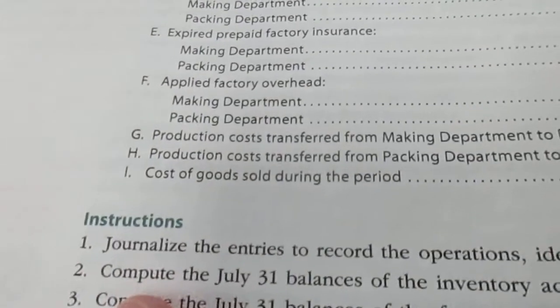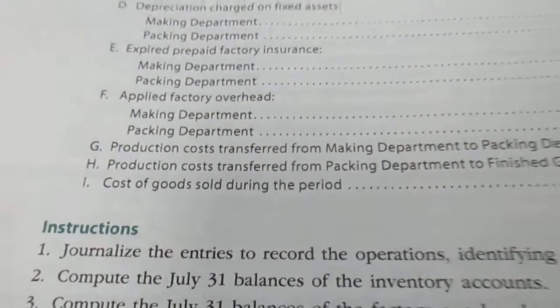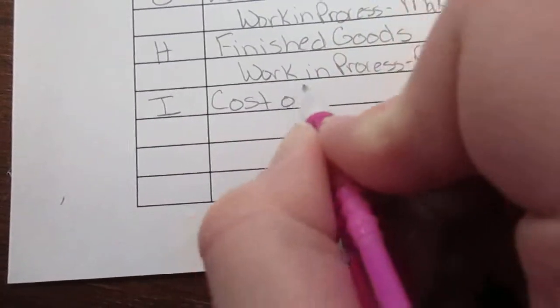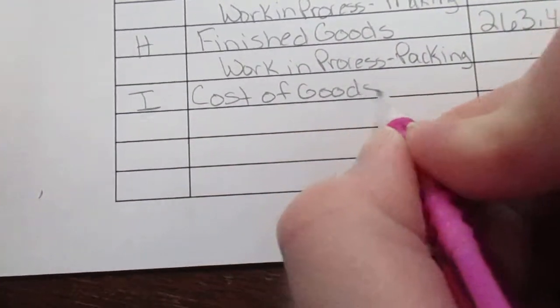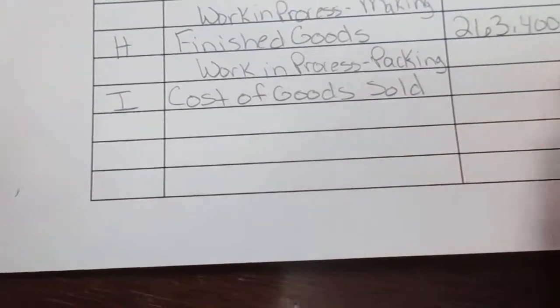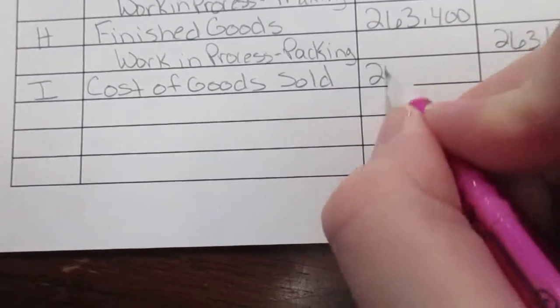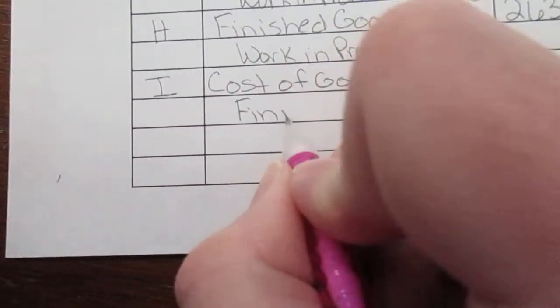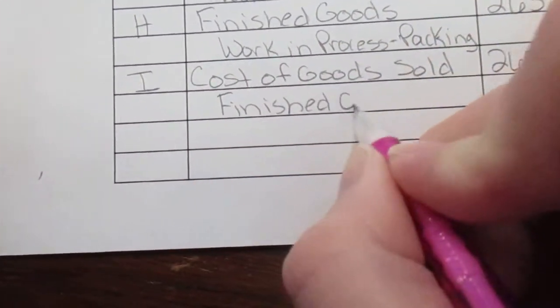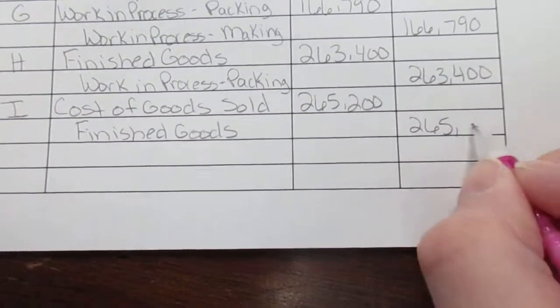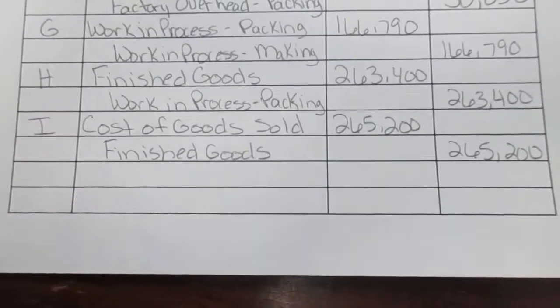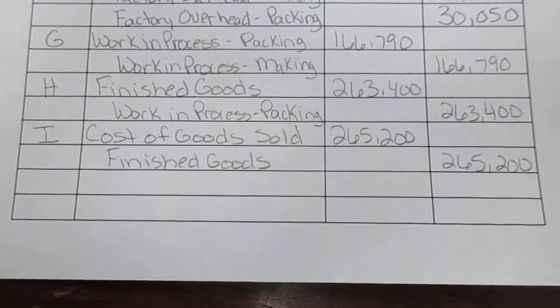And then our last one is cost of goods sold during the period. So we're going to move it from finished goods into cost of goods sold. And again, this is very similar to chapter 2. So cost of goods sold is our debit for $265,200. And finished goods is our credit, because we're taking it out of finished goods and putting it into cost of goods sold. $265,200. Okay, and that's your last entry.